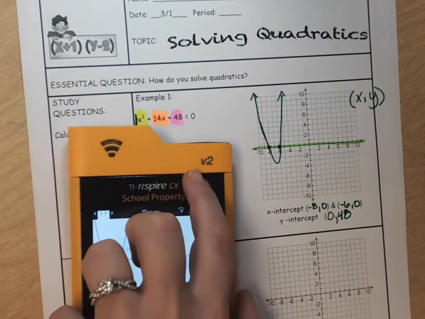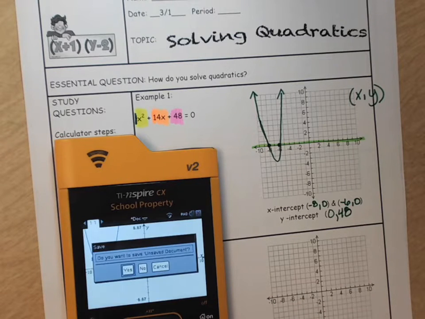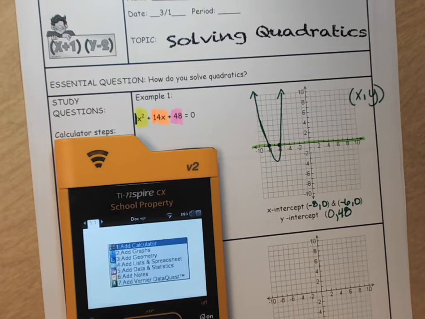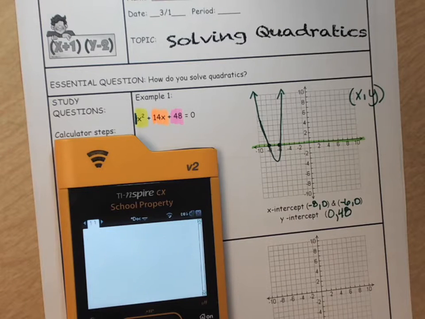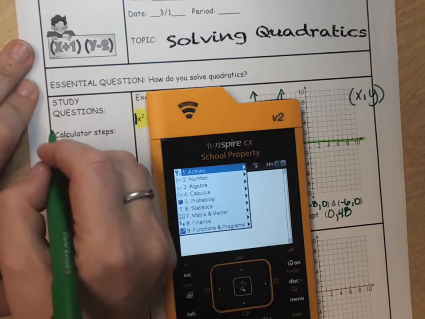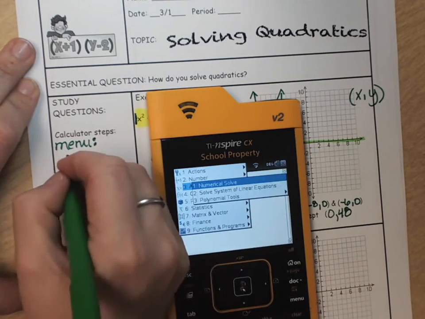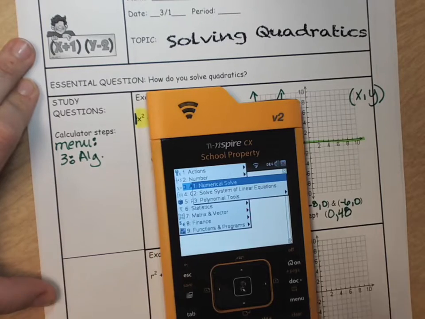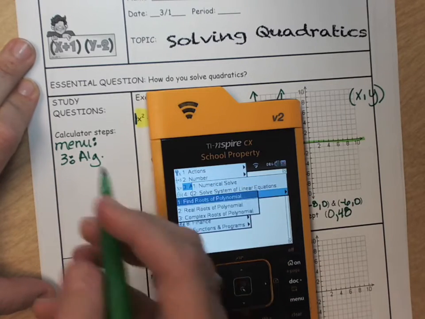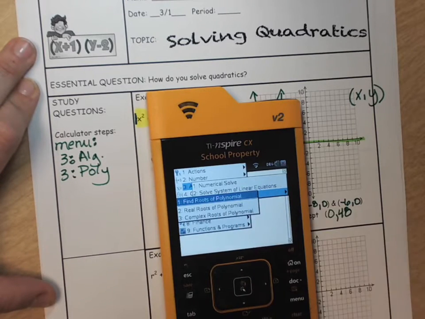Okay, the second way to do the factoring is by putting it in the calculator. So again, if you go to New Document, remember we never save it. Now we're going to go to Calculator. You're going to hit Menu, you're going to hit 3 for algebra, you're going to hit 3 for Poly Tools, and you're going to hit 1 to find roots. Roots is another word for solutions, just like zeros.